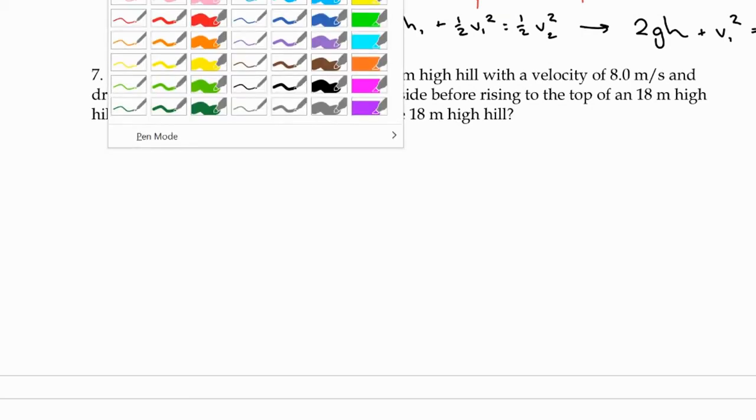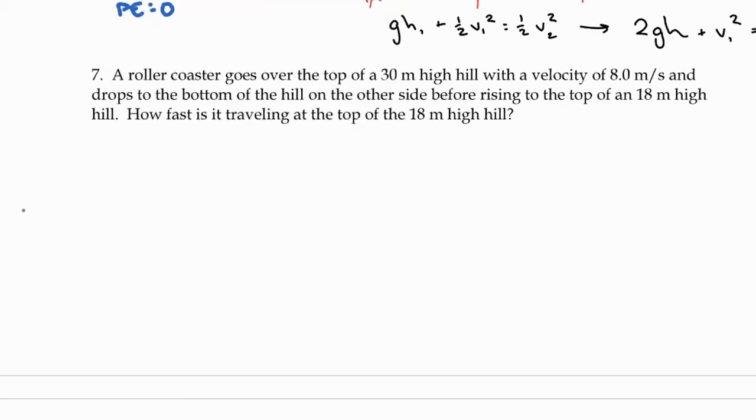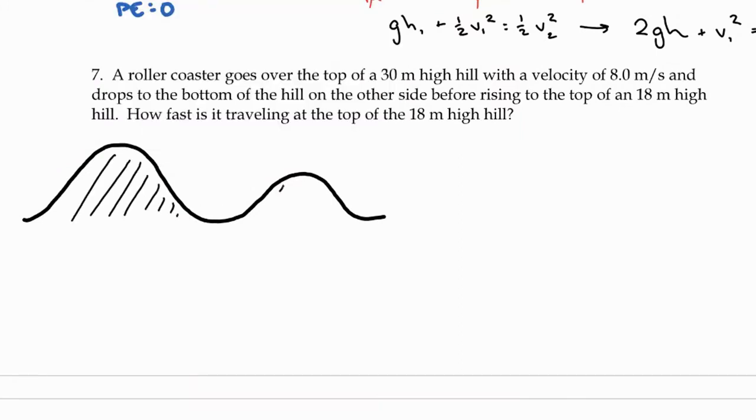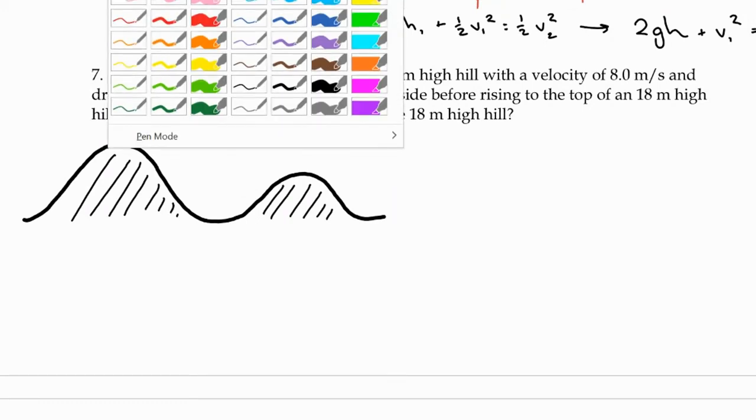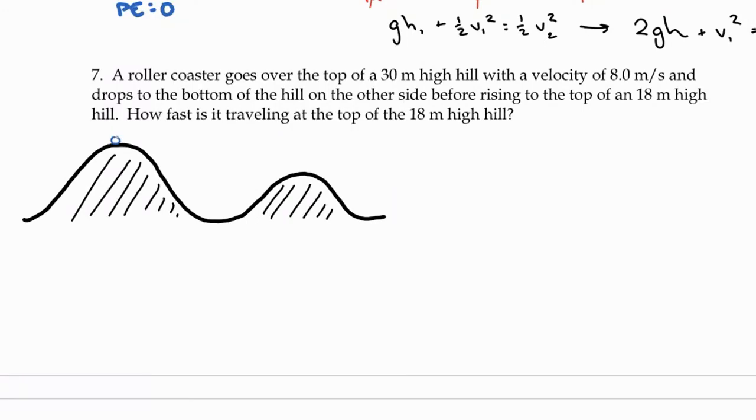I think first I need to do a little bit of translation. So I got a hill, it goes up and down, and then it goes to a shorter hill. Oh, that's not so bad. Because it's a roller coaster, I try to make it look nice. There we go. And if I draw in my roller coaster cart, here it is at position 1. Here it is at position 2.